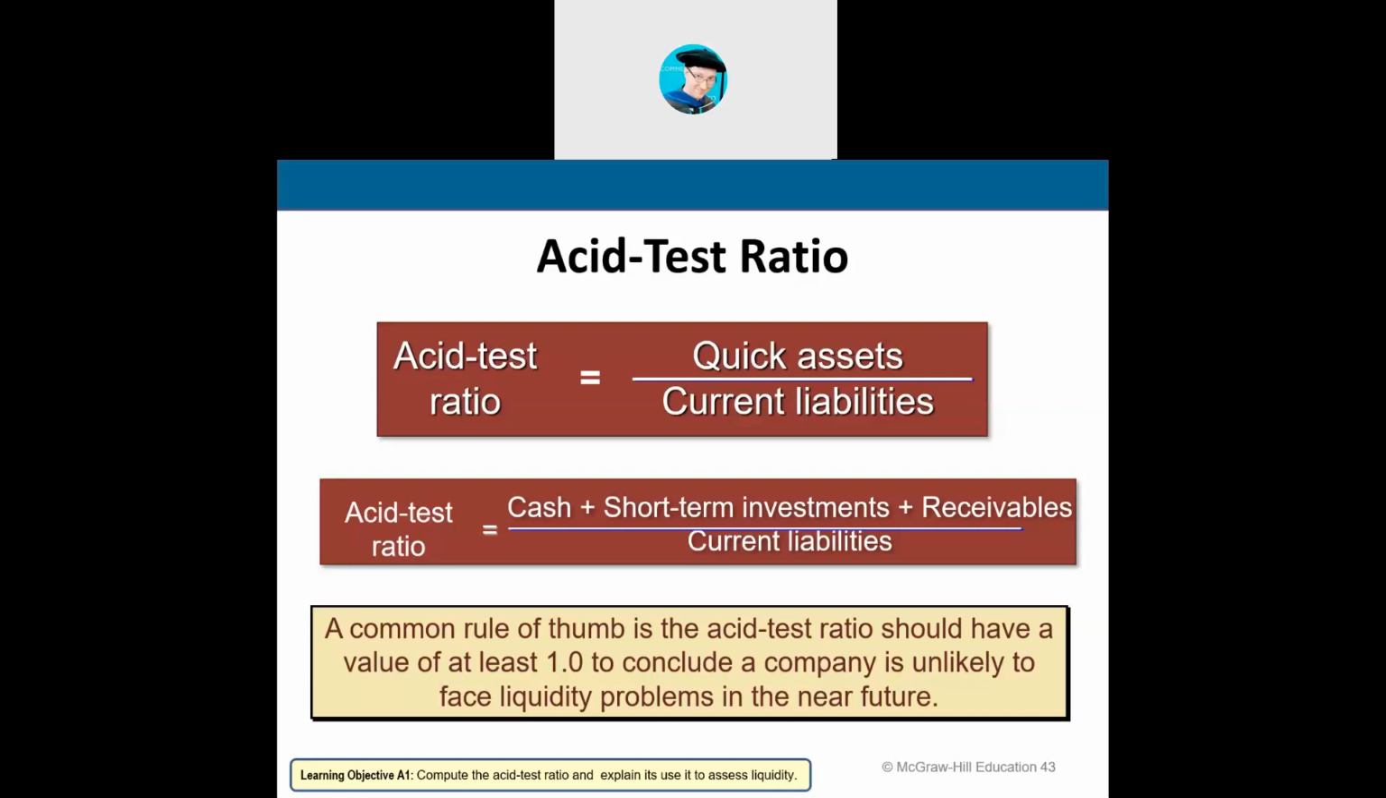So quick assets means we take cash plus any short-term investments plus accounts receivable. The reason why they call them quick is because those are the things that can be quickly converted into cash, divided by current liabilities. And what this represents is that any value of 1 or above is unlikely to face liquidity problems in the future.